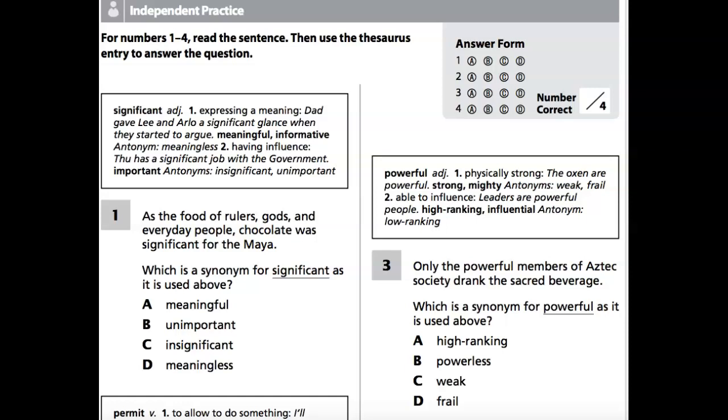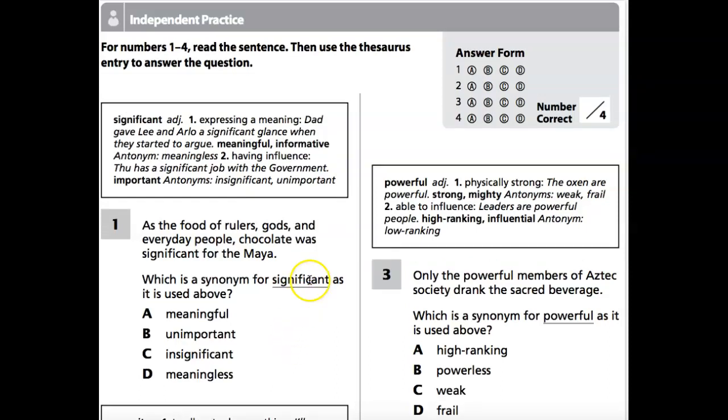Having influence. Thu has a significant job with the government, or important. So an antonym of that would be insignificant or unimportant. So as for the chocolate, significant there, it looks to me like it's saying that chocolate was very important to them. So un means not important, in means not significant, meaningless means it doesn't have meaning to them. So A would be the answer there, meaningful.